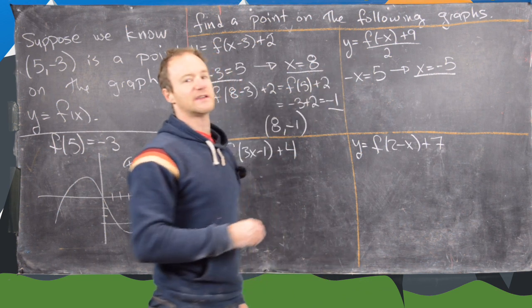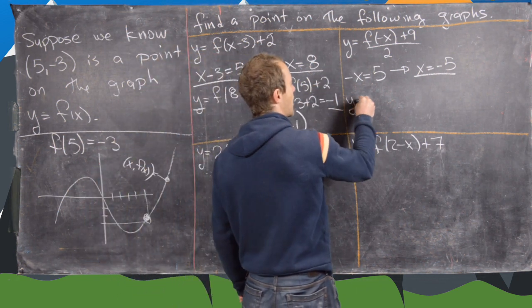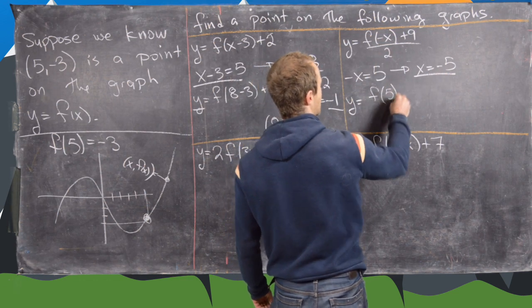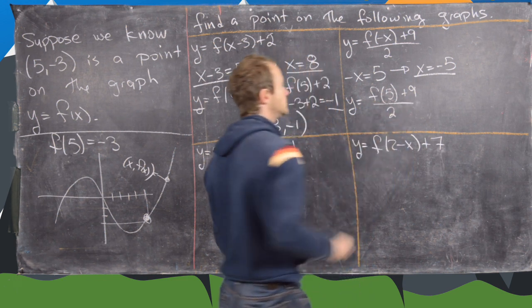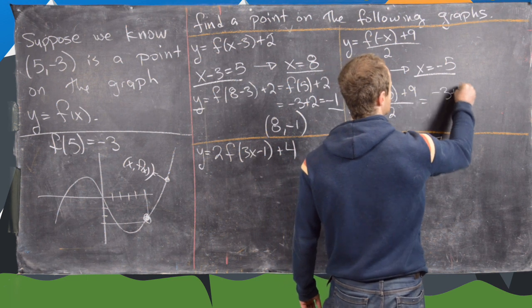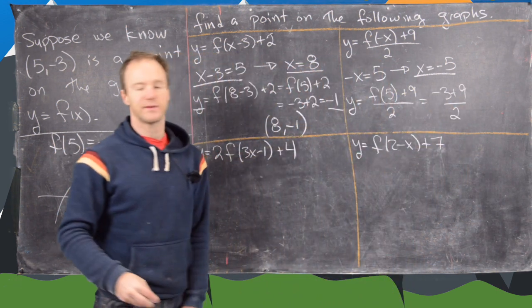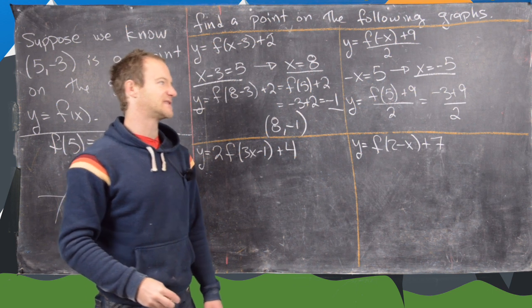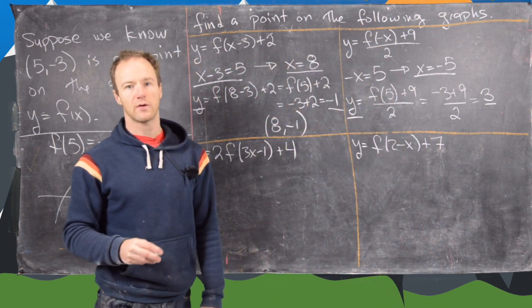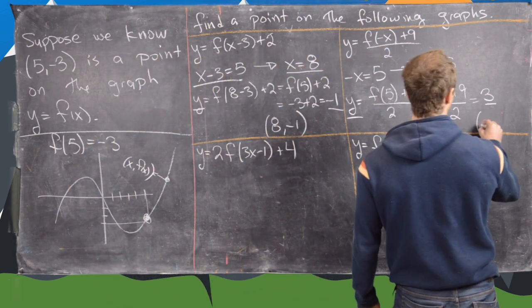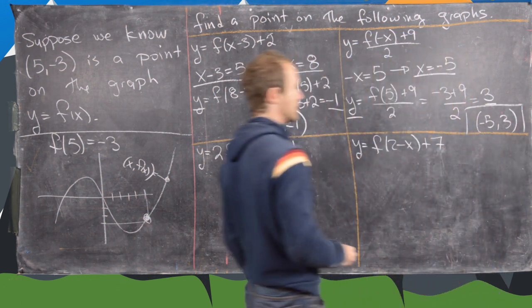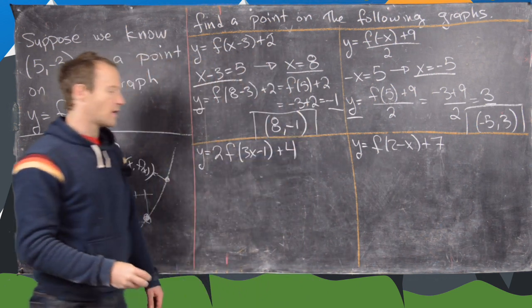Now we'll plug that into this expression to find y. So we have y equals f of, negative 5 into here gives us positive 5, plus 9, over 2. We know f of 5 is negative 3, that's given. So negative 3 plus 9 is 6, over 2 is 3. So we have our x-coordinate and our y-coordinate, which tells us that our new point on this graph is (5, 3).